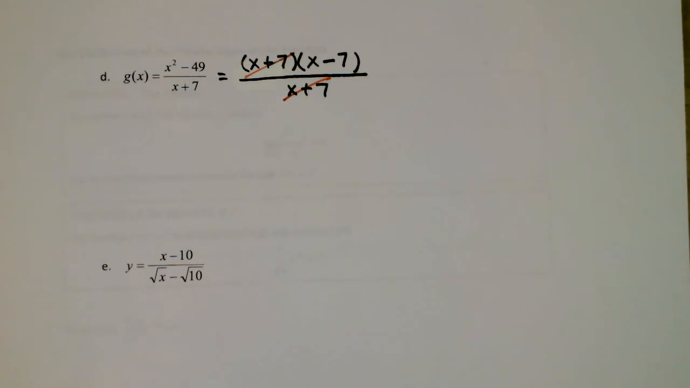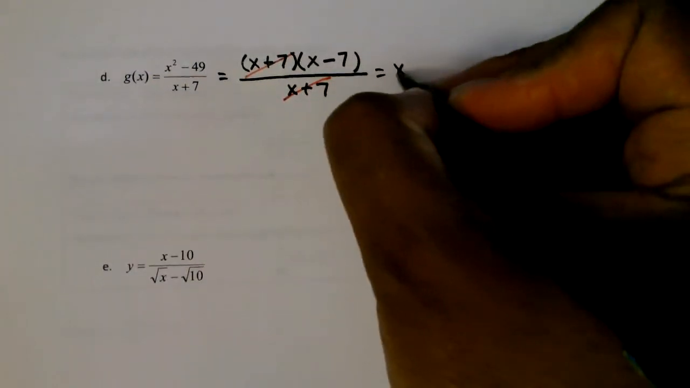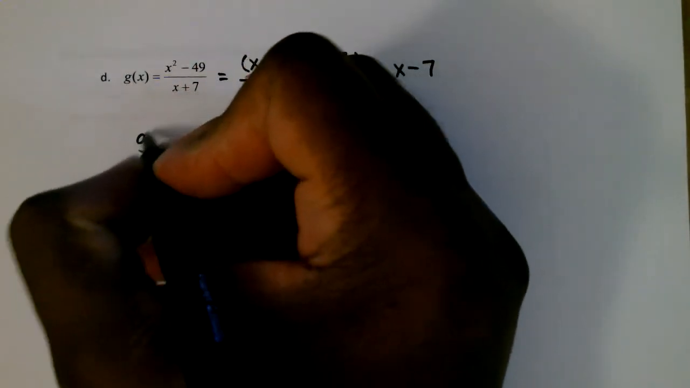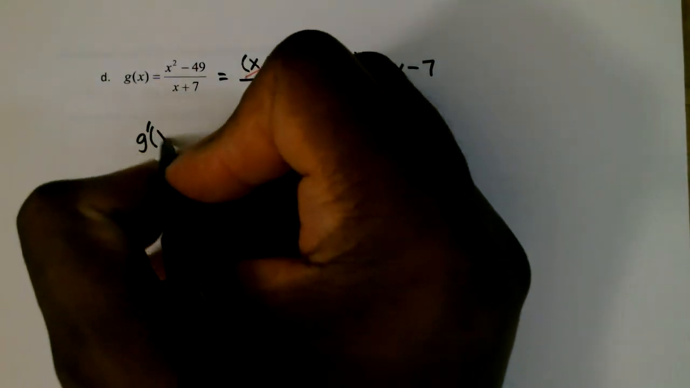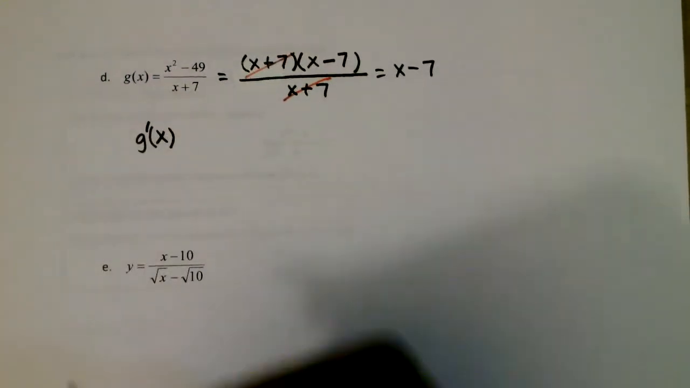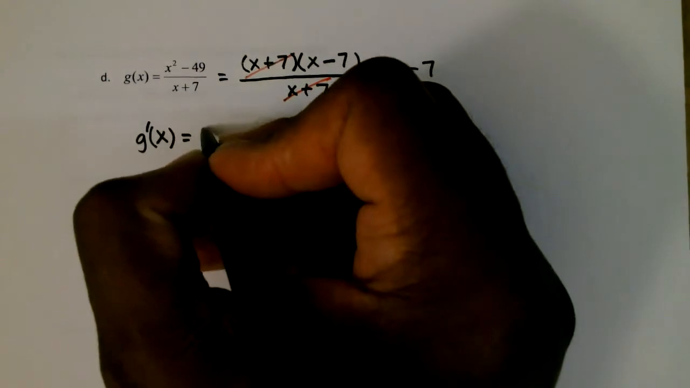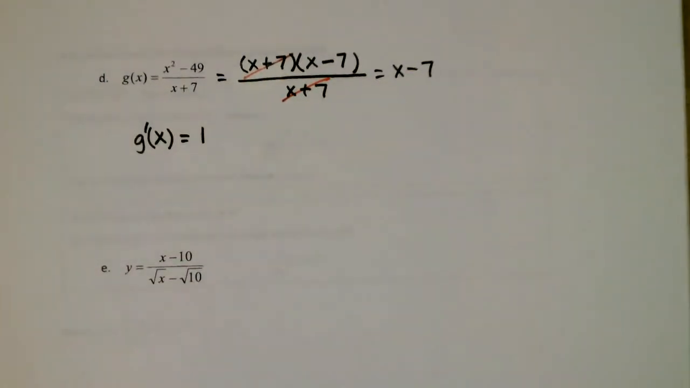Divide out the x plus 7, and you're going to be left with x minus 7. So that means g of x is going to be equal to x minus 7. Now from this, we can take the derivative of g of x. So this is g prime of x. That's equal to, the derivative of x is going to be 1. The derivative of a constant is automatically going to be 0. So g prime of x for that function, simplified, would be 1.